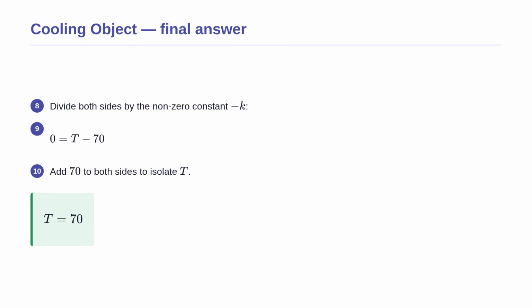Physically, this means the coffee will stop changing temperature exactly when it reaches 70 degrees, perfectly matching the room temperature. It will stay there forever.